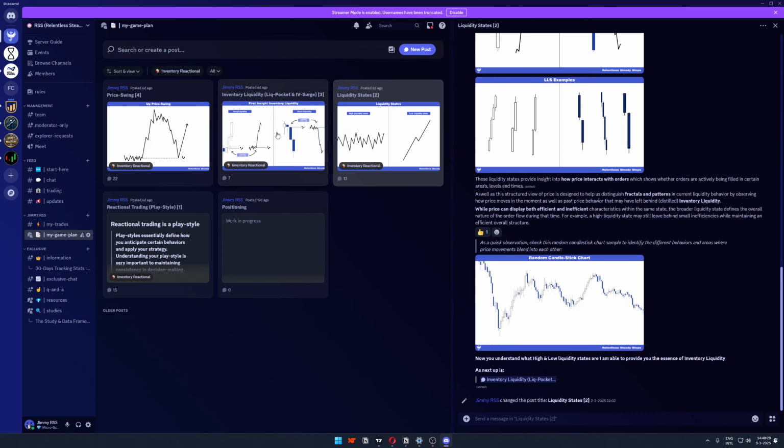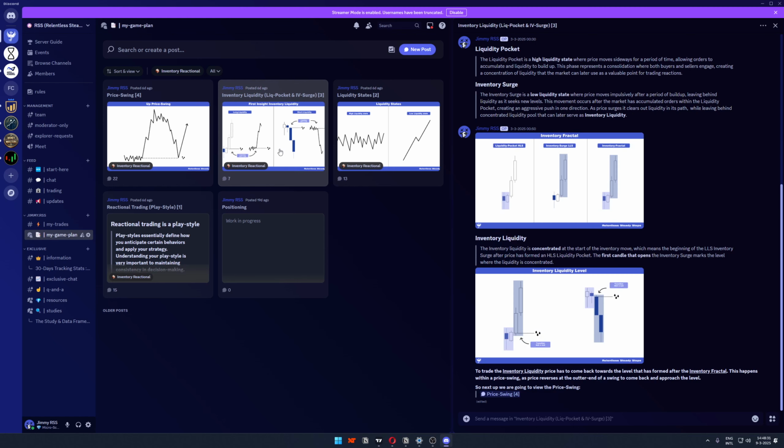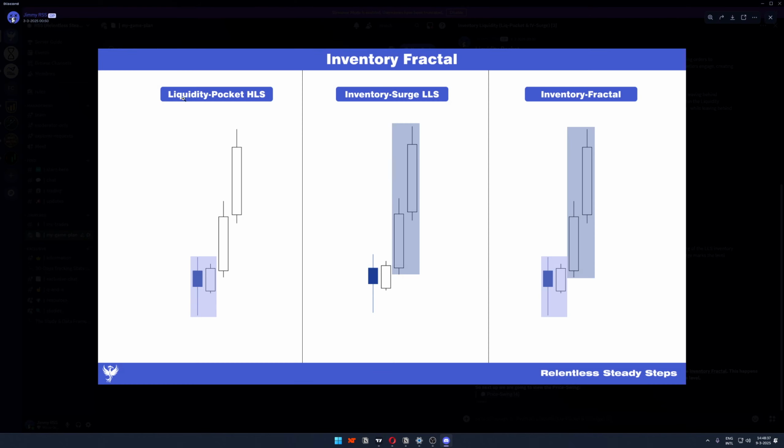So this brings us to being able to understand the total of a setup which I trade. Essentially, this is a high liquidity state, a liquidity pocket, an inventory surge, and an inventory fractal. This inventory fractal is what creates the level and makes it able for me to place a level and expect a reaction from there.